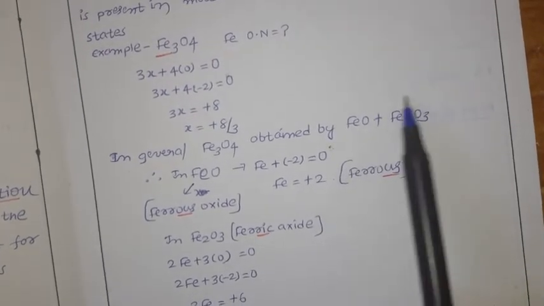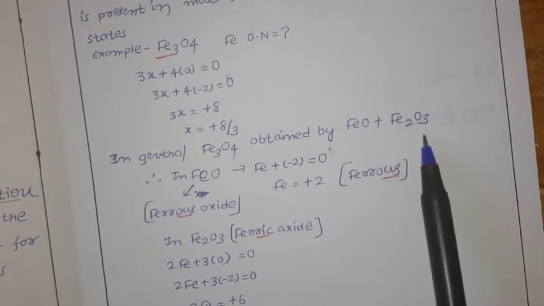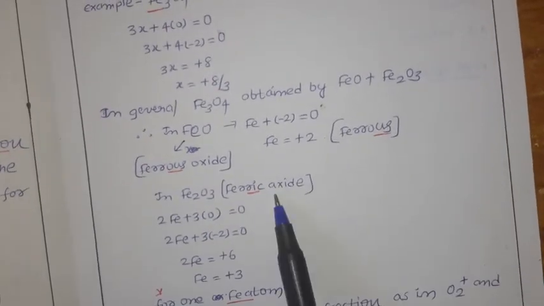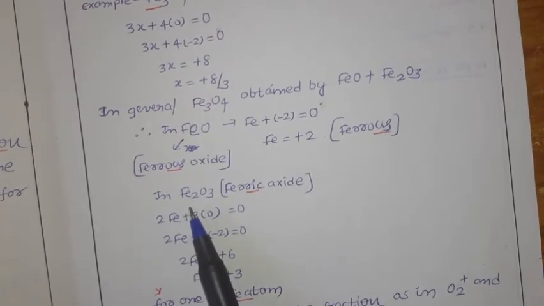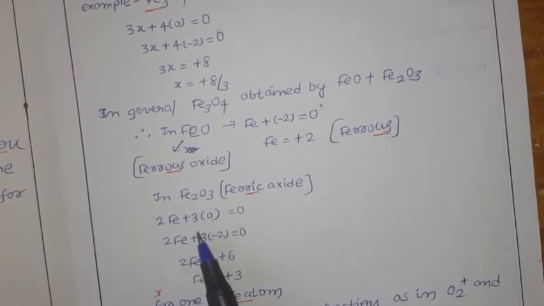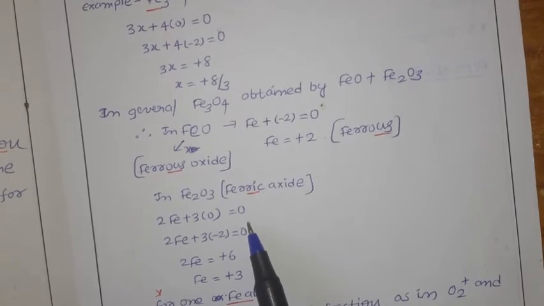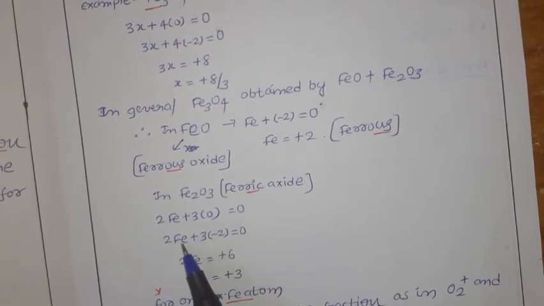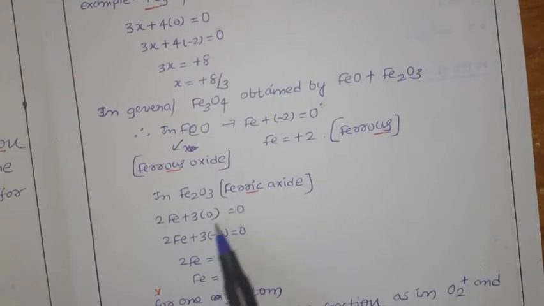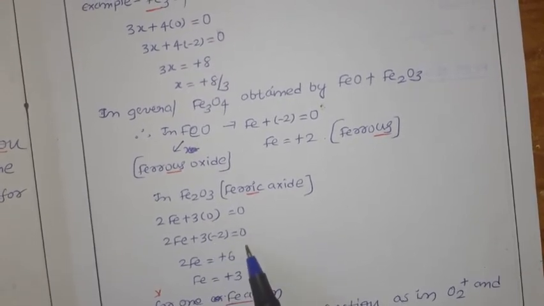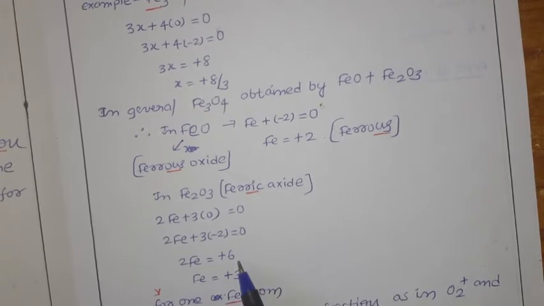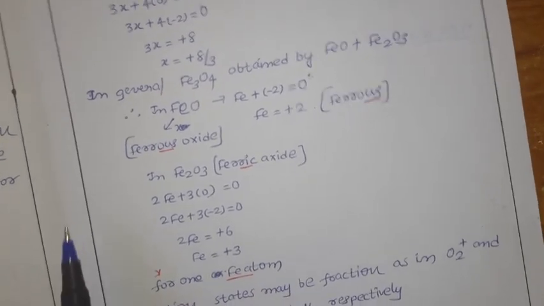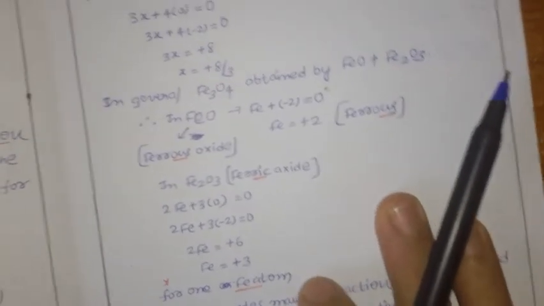FeO is over. Next, one more we have, Fe2O3. In Fe2O3, it is called ferric oxide. Now in this we have to calculate for iron. So 2 iron atoms plus 3 oxygen atoms equal to 0. Why? Because it is a neutral molecule. Now 2 iron atoms plus 3 into the oxygen oxidation number minus 2 equal to 0. So for 2 iron atoms the oxidation number is plus 6. But for 1 iron atom the oxidation number is plus 3.